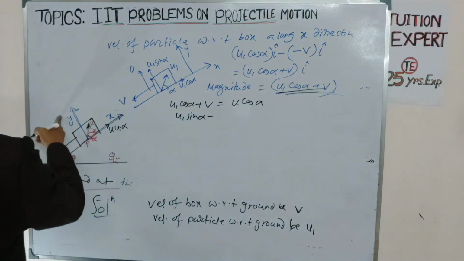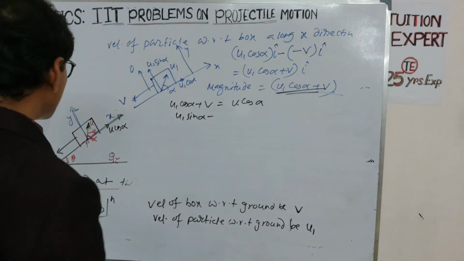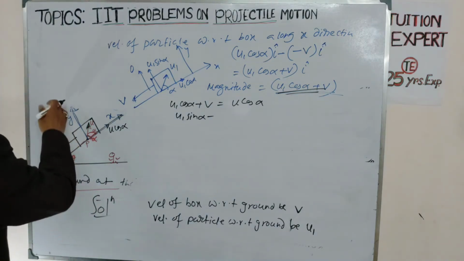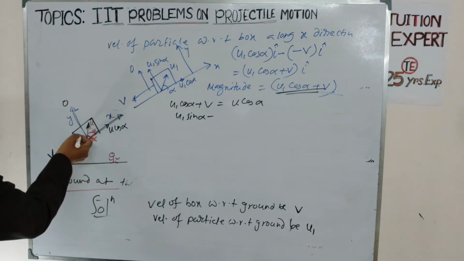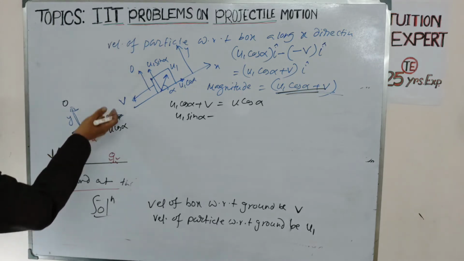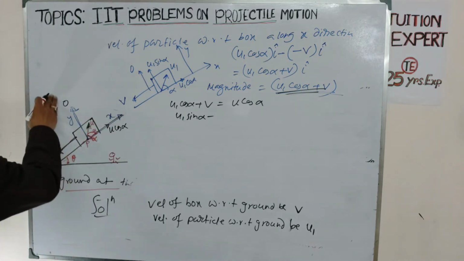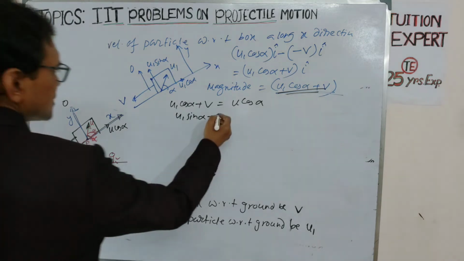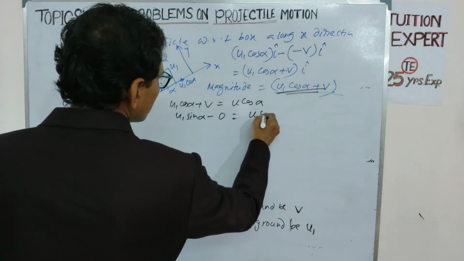minus the velocity of the box along y-axis, which becomes 0, because the velocity of the box is completely along the negative x-axis. There is no component along y-axis. So this equals, here we get, u sin alpha.